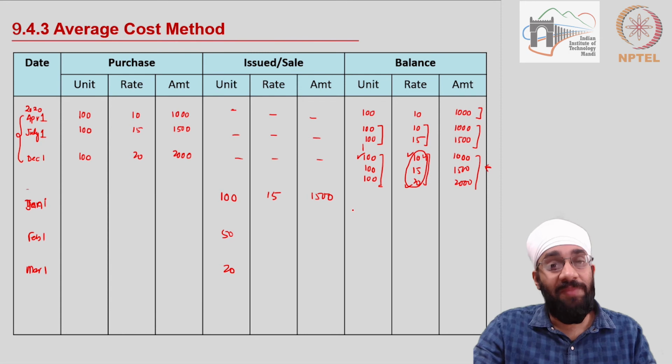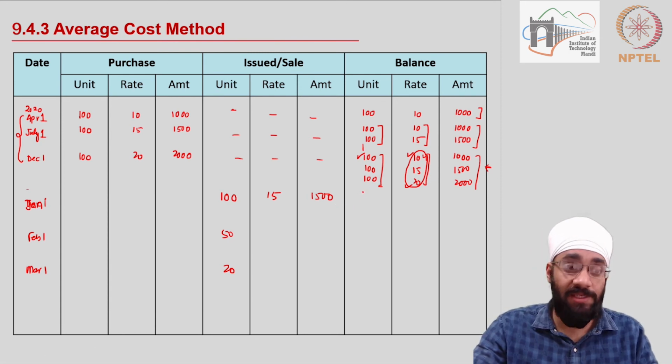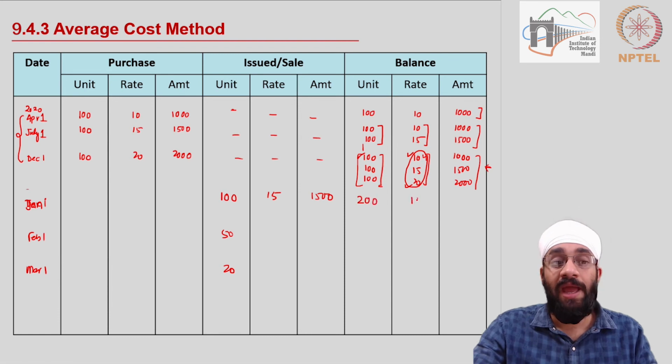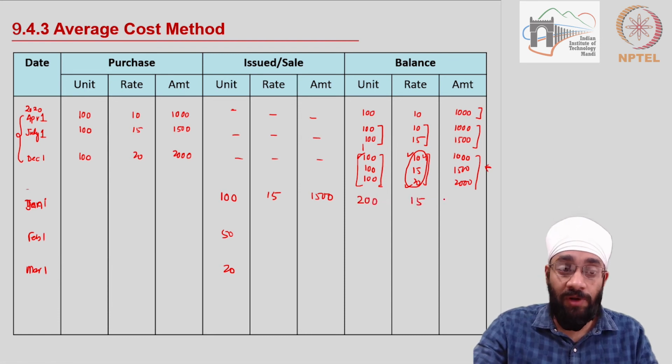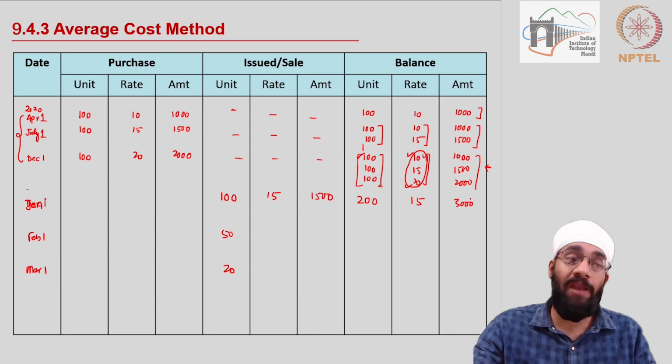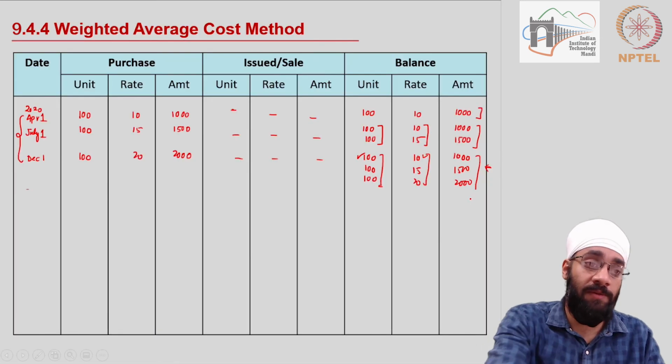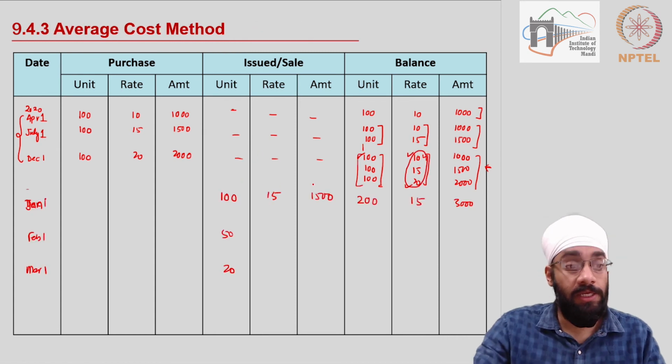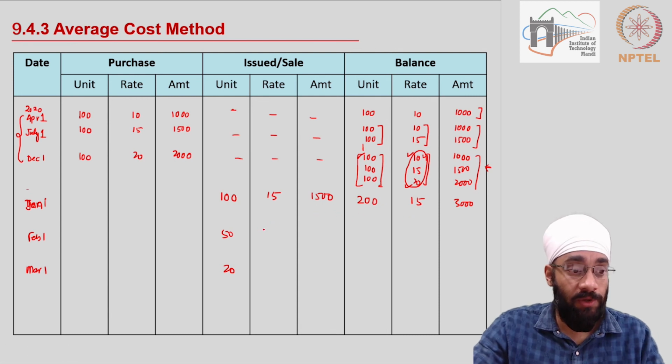Now, how do we write the balance? From this point onwards, you do not write separate balances. You are going to club everything up. So out of 300, 100 has gone out. So 200 is remaining at 15. So the value of the stock now is 3000. And from here on, things become simpler, because now you will always issue this stock at 15 rupees.